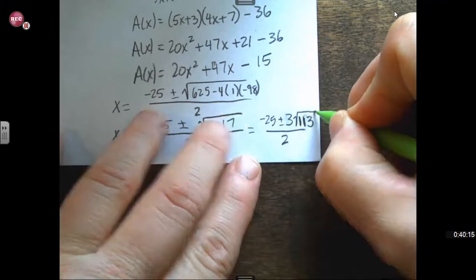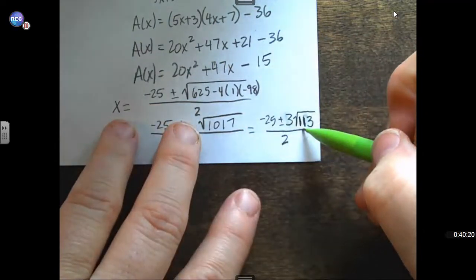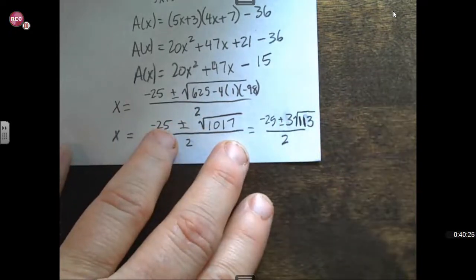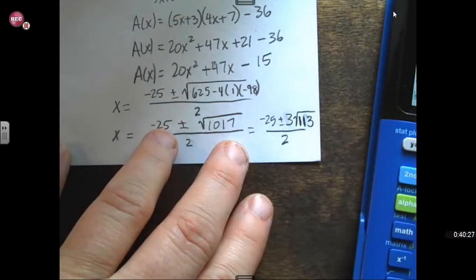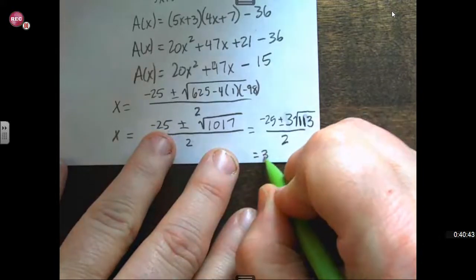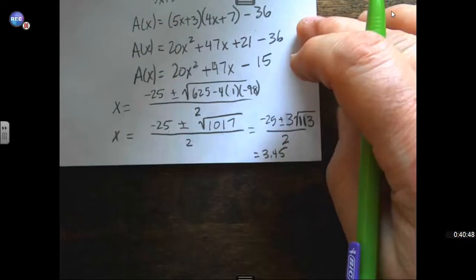Sorry. And then obviously negative 25 minus that is not going to work as a possibility, but negative 25 plus that will. And so I take negative 25 plus 3 times the square root of 113, and then I take that divided by 2, and I get that x is approximately 3.45. And so that's what they would be looking for.